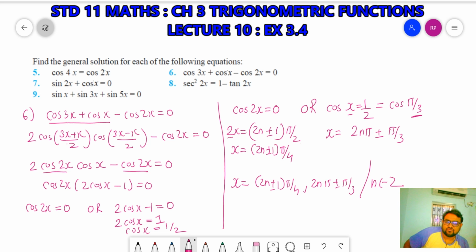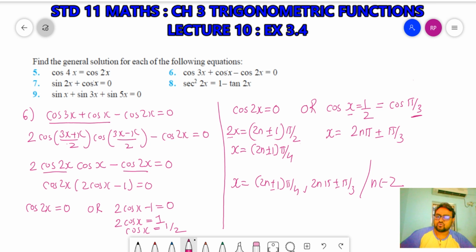Clear? First I used the formula of C plus C, 2 cos C cos D. I took cos 2x common. Then we split into two parts. Either cos 2x is equal to 0 or cos x equal to 1 by 2. This we used in earlier sums for the general formula. And this we use zeros of cos. Cos is 0 at 2n plus minus 1 pi by 2. When this 2 goes this side, it will be divided. So note down question number 6.